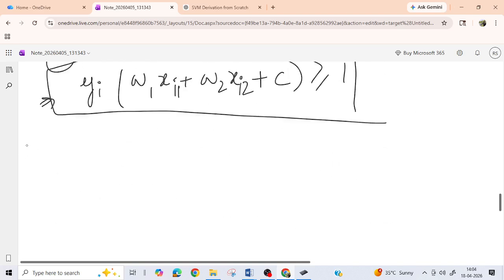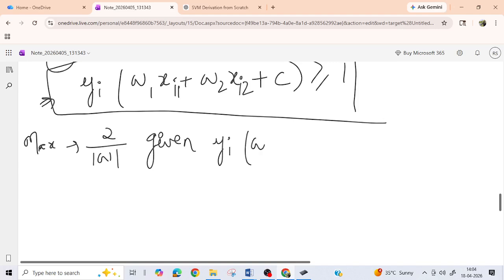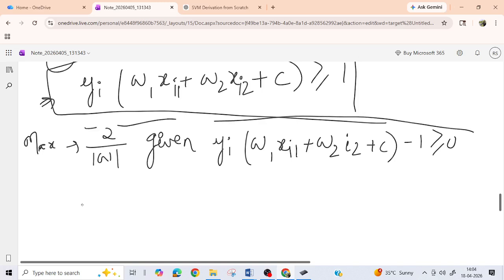So what we eventually have, we want to maximize 2 by this, given yi times (w1 xi1 plus w2 xi2 plus c) minus 1 greater or equal to 0. This is what we want to do. So the corresponding Lagrangian to that would be, first of all, maximize 2 by omega, which is equivalent to writing minimize 1 by 2 omega square, okay.